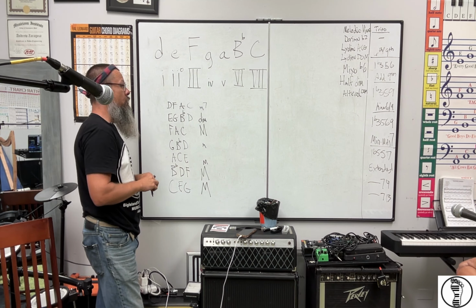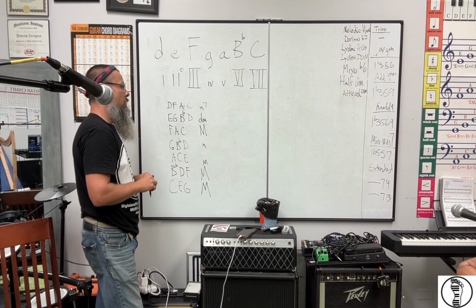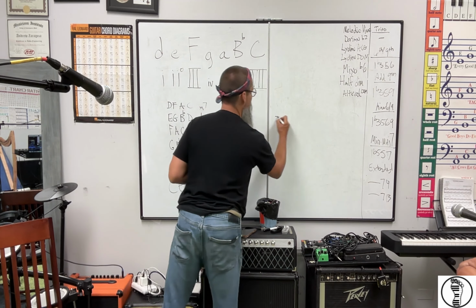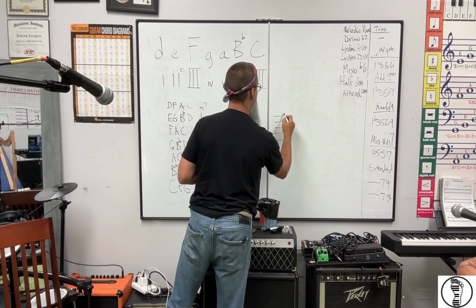1, 2, 3 under, 2 blacks. There it is. E, G sharp, B. That's our 1, 3, 5. Right. And how many sharps and flats are there in the key of E? There are 4. What are they?